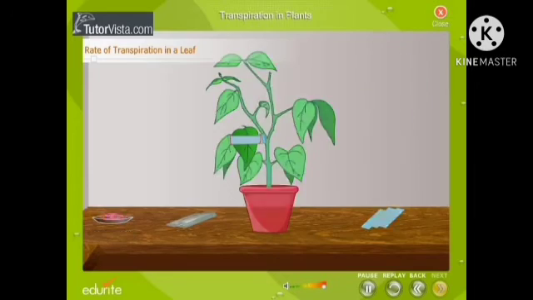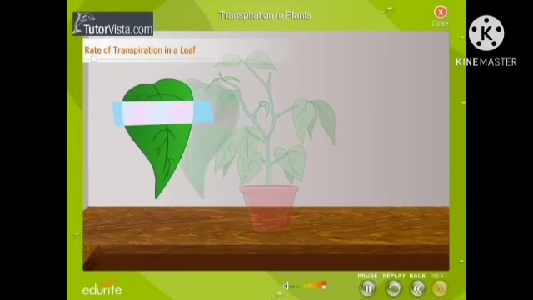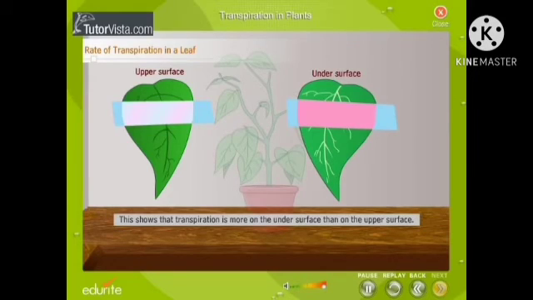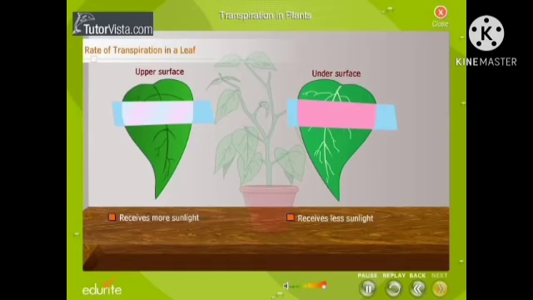Leave it for an hour. Now remove the strips and observe them closely. What do you see? The strip placed on the lower surface turns more pink than that on the upper surface. This shows that transpiration is more on the undersurface than on the upper surface. Do you know the reason for this? The upper surface gets more sunlight and the plant would lose most of its water if the number of stomata on both the surfaces were the same. Though transpiration is essential for plants, they also adapt themselves to minimize the water loss through transpiration.